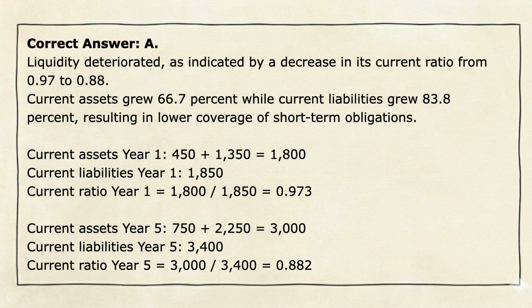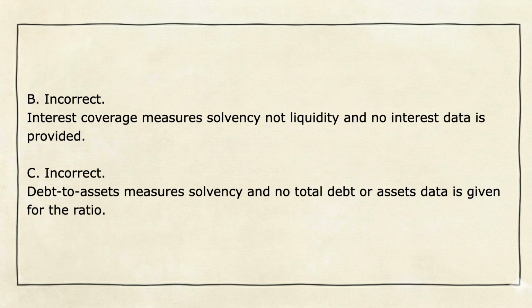Correct answer: A. Liquidity decreased as the current ratio dropped from 0.97 to 0.88 due to current liabilities growing faster than current assets. B is incorrect. Interest coverage measures solvency, not liquidity. C is incorrect. Debt to assets ratio data is missing.